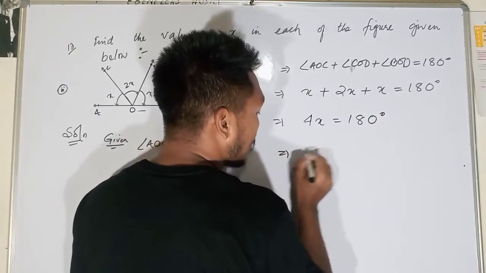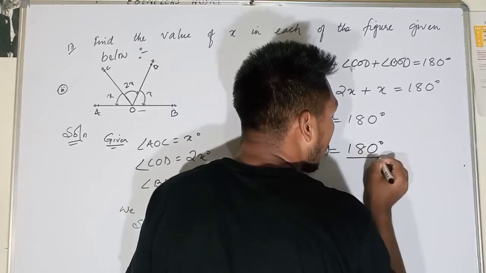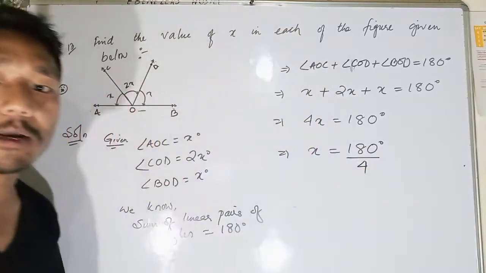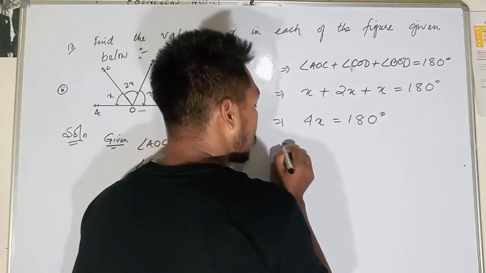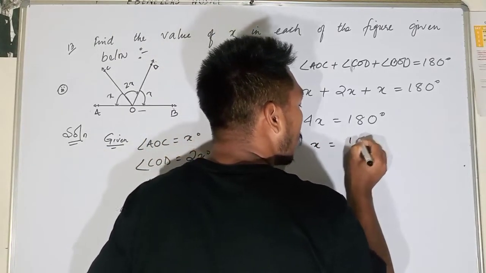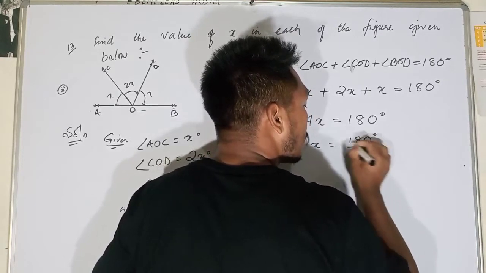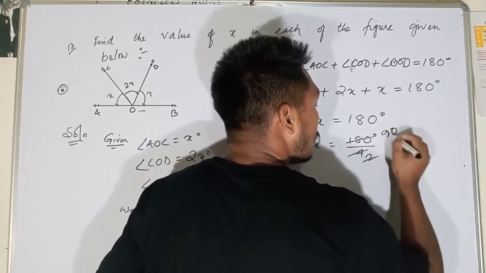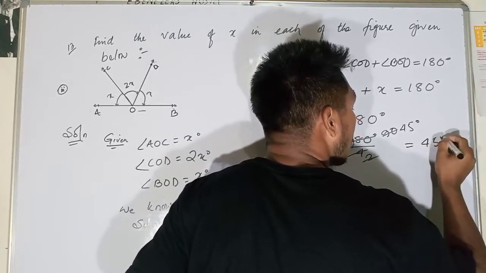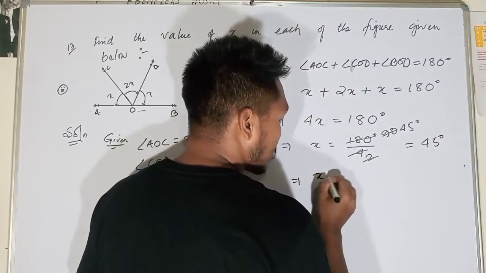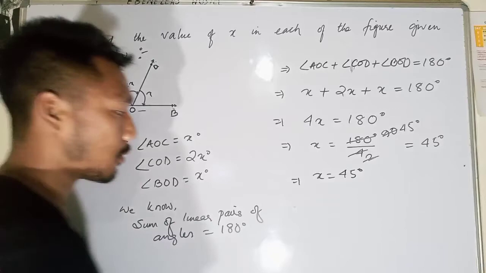So if I want to leave only x, and I want to move this 4 to this side, it will become division. Am I right? Which implies that x is equal to 180 degrees divided by 4. So 2 4s are 8, 2 9s are 18, 2 45s are 90. That means your x is equal to 45 degrees. Am I right? So your x is 45 degrees.